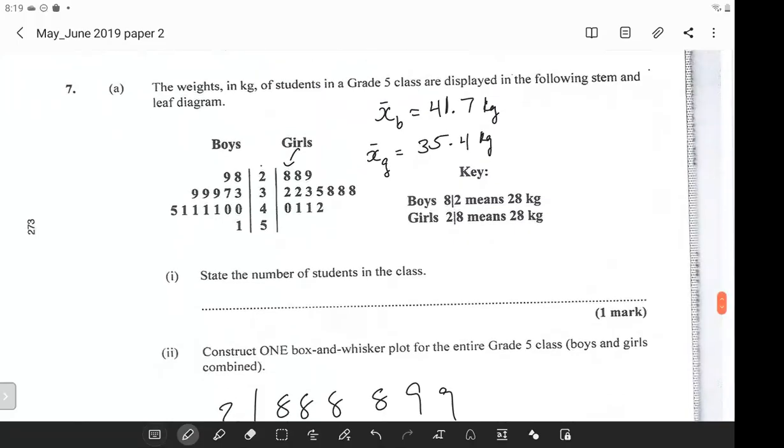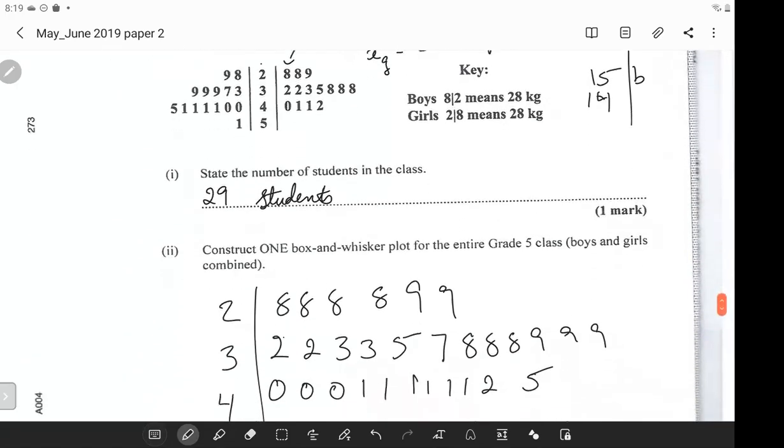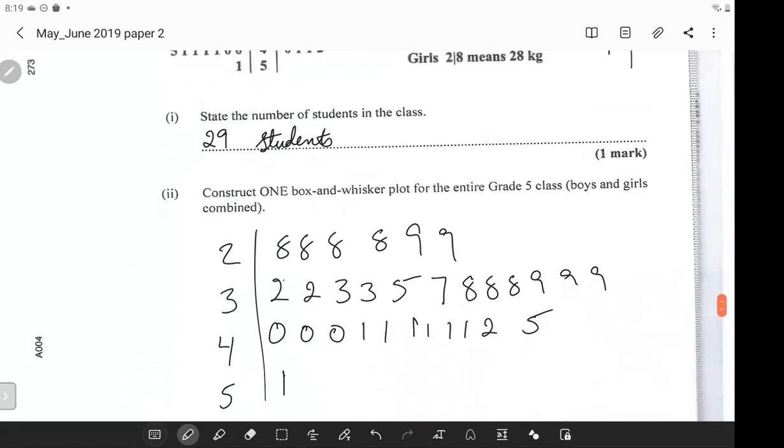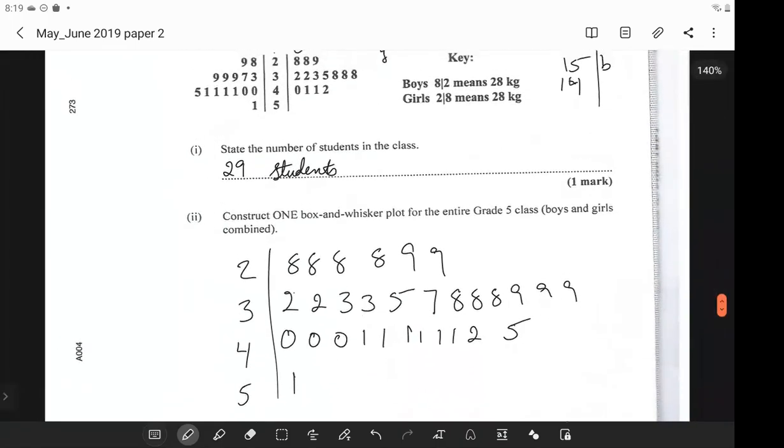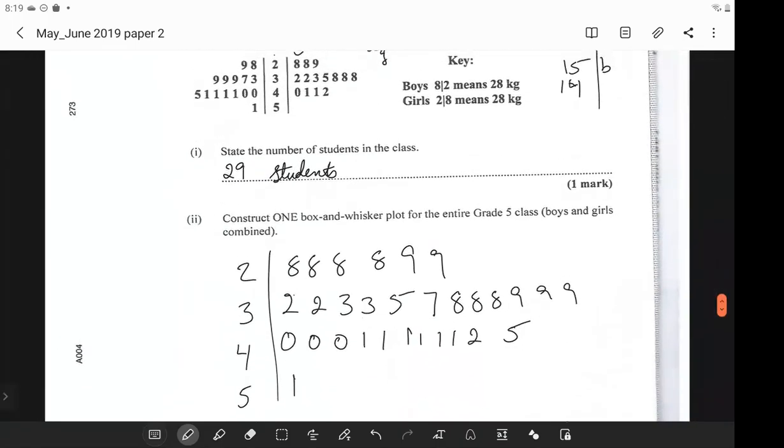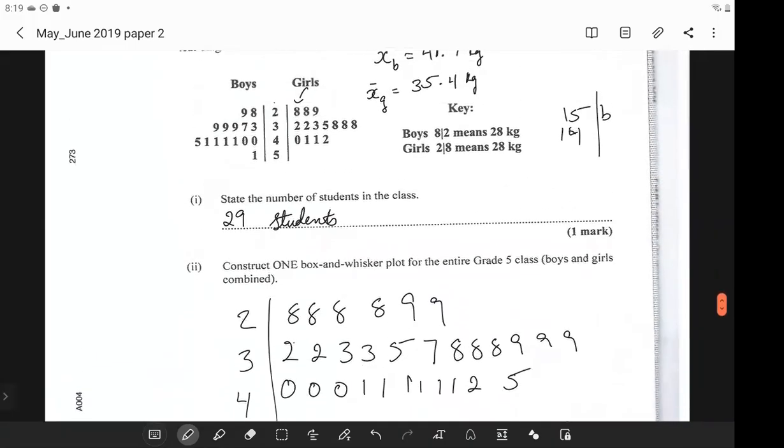Say the number of students in the class, where we simply count up everything. And notice that we have 15 boys, 14 girls. So that is 29 students. Right? 15 boys and 14 girls. 29 students. Construct one box and whisker plot for the entire grade 5 class. All we did was use the data given above.